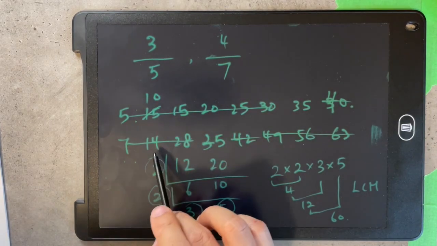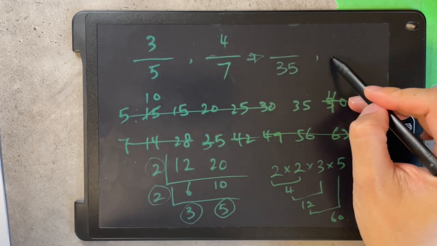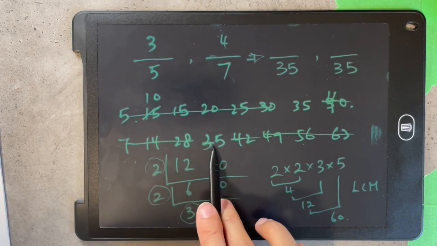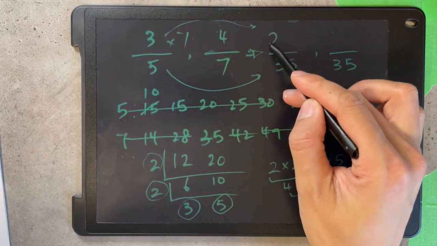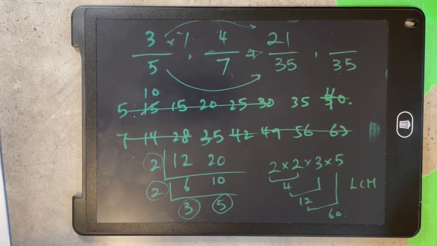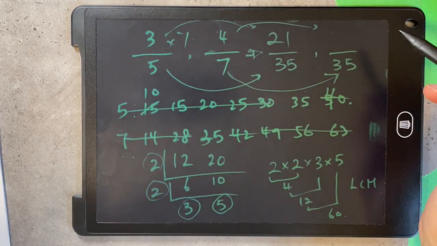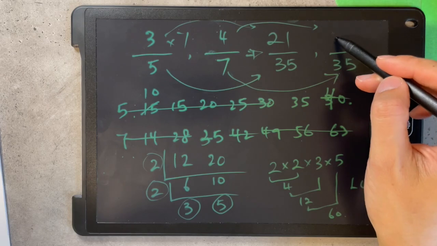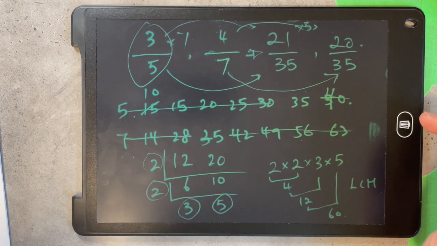Now for our case, 35 is the bottom, so we can do it like so. We can make them both the same. Now 5 times 7 is 35, so I need to times the top by 7. That makes 21, because 3 times 7 is 21. And similarly, 7 times 5 is 35, so 4 times 5 is 20. So 3 over 5 is bigger than 4 over 7.